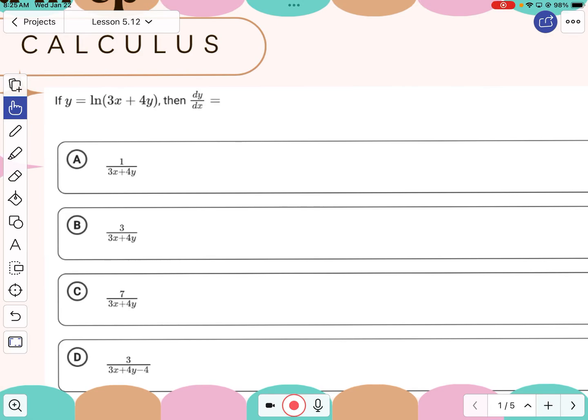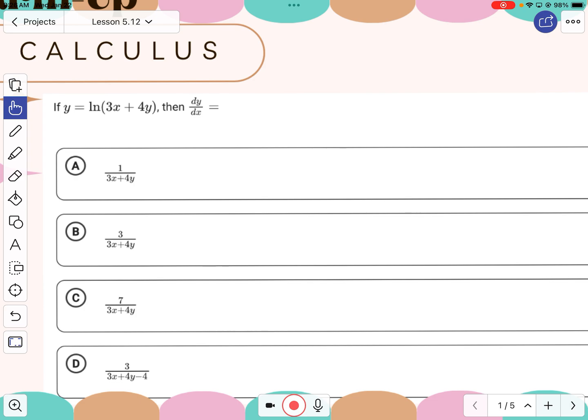So we're trying to take a derivative, ln of 3x plus 4y. What should we do? Take a derivative. How? So this is implicit and it's chain rule. We know we're going to do the ln first. So it's going to be 1 over 3x plus 4y times the derivative of the inside.